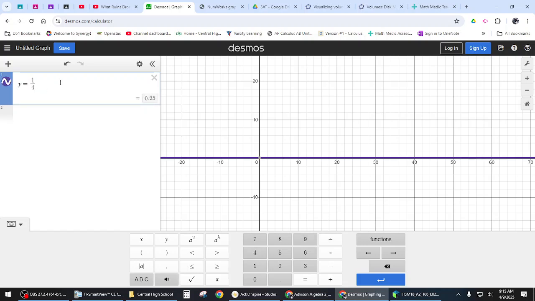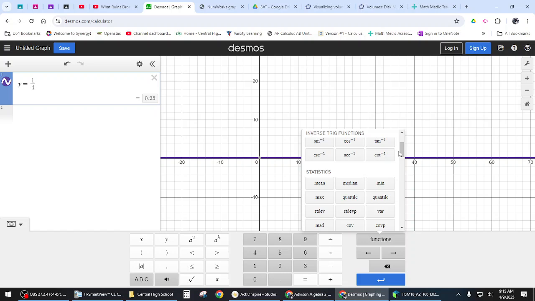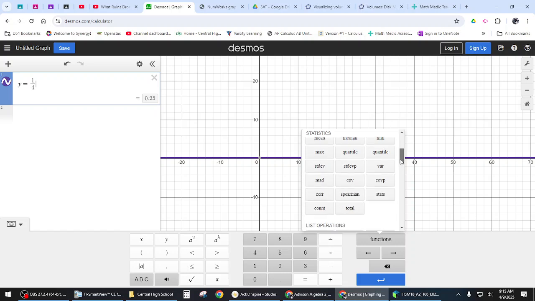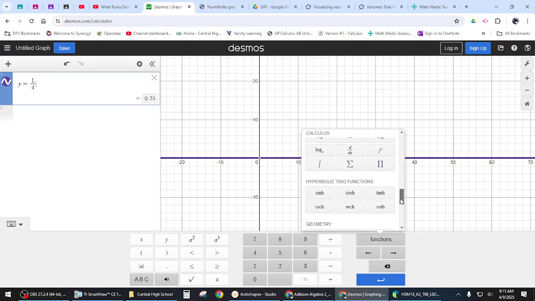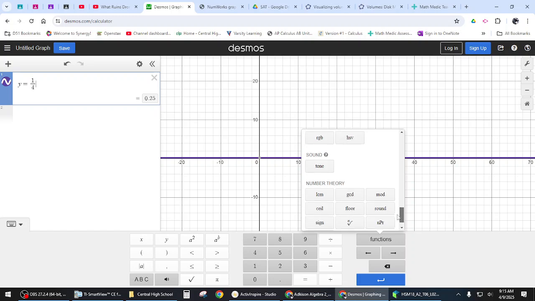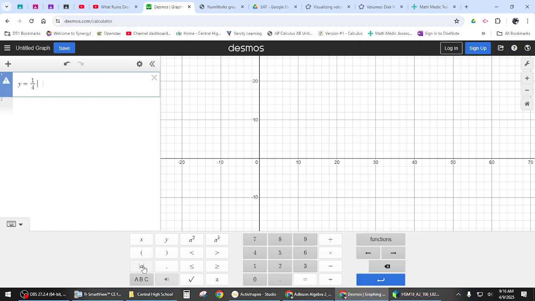And then where do you find absolute value? Bottom left. Has anybody ever clicked on the functions one? There's a whole bunch of other stuff in here, like all your trig stuff. You guys did inverse sine, cosine, tangent. But just look at all these things in here. So just know that those are available to you in case you need more stuff. But for this, absolute value is easy to access.